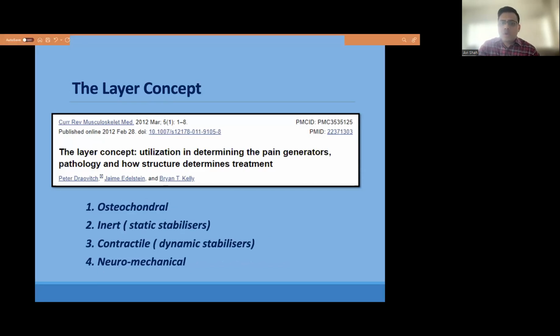So I would just want to put this out and won't go into detail. This is a newer concept known as the layer concept, which was described in 2012. And this helps us improve our understanding of the interrelationship of all of these structures present around the hip. This also helps us examine and understand the diagnosis that we are making. Overall, they have described 4 layers, and we need to understand the interrelationship of all of these layers so that we understand what we are treating.